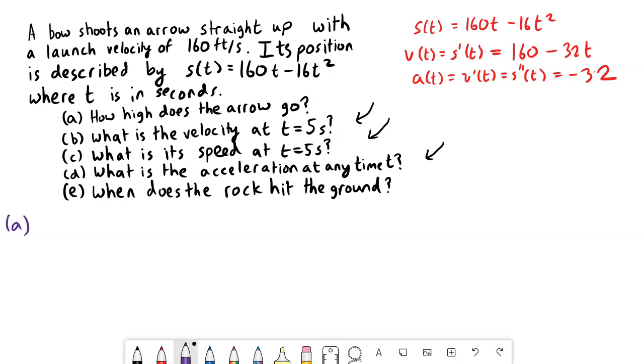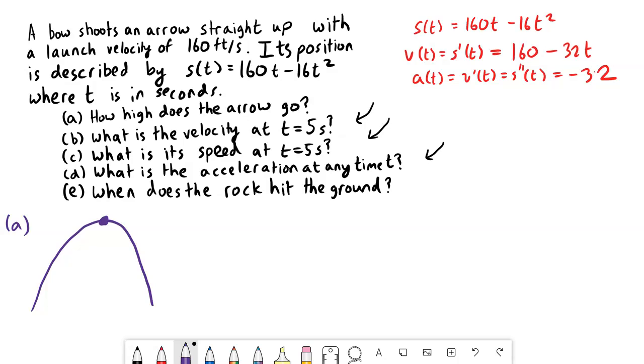So how high does the arrow go? It's good to think about what we mean by how high does it go, right? When you launch something in the air, let's say I launch it, and then its trajectory looks something like this, kind of like a parabola-ish shape, and it makes sense because the position function is a parabola. But there's this maximum point here. This is what we're trying to find, right? So what's something about this point that makes it unique?